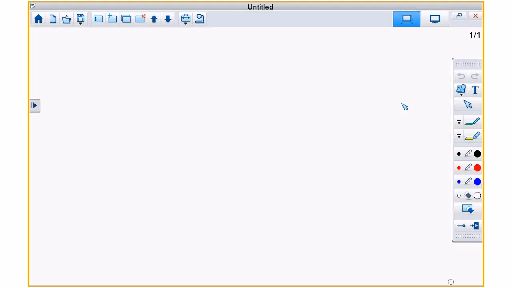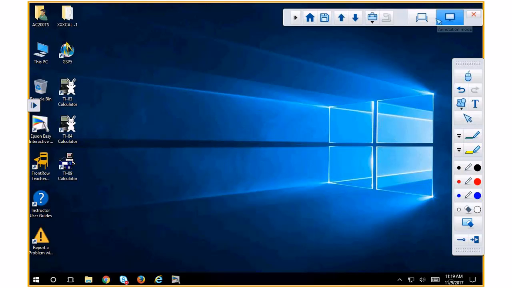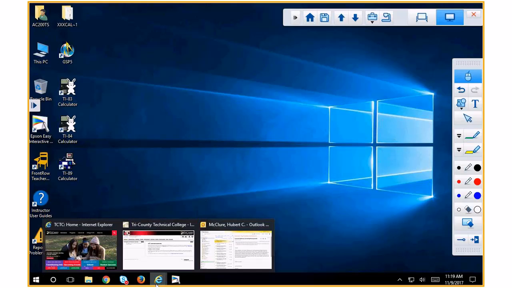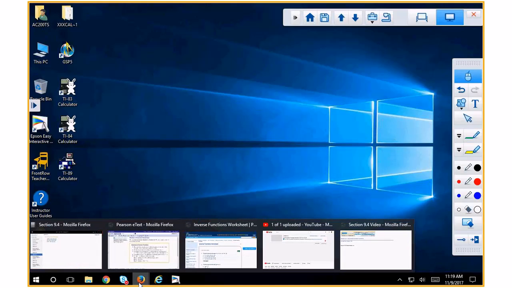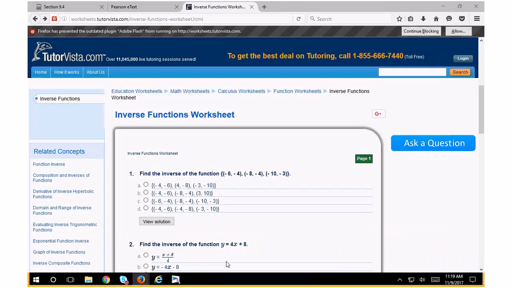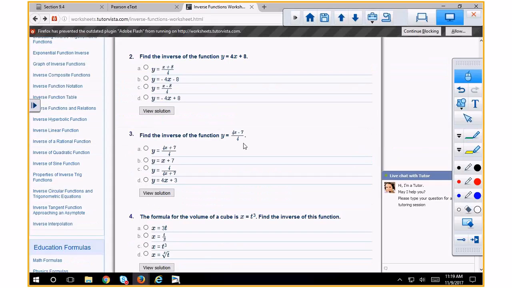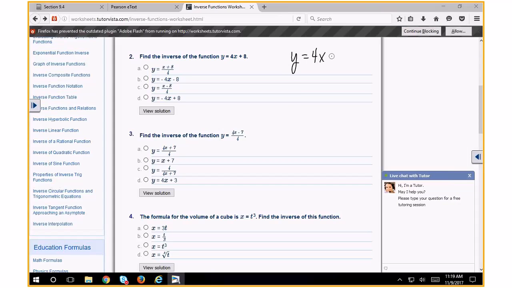I pulled up a couple of examples from algebra, from your college algebra, or your algebra one. Let me just pull them up. Let's see, where did I put it? There it is. Here's one. Find the inverse function of y is equal to 4x plus 8.